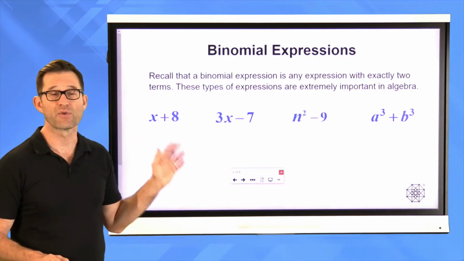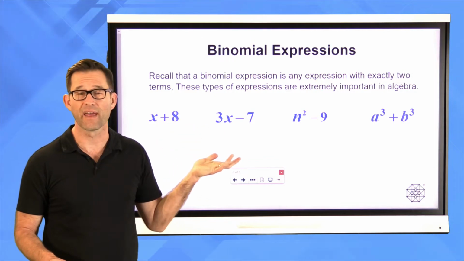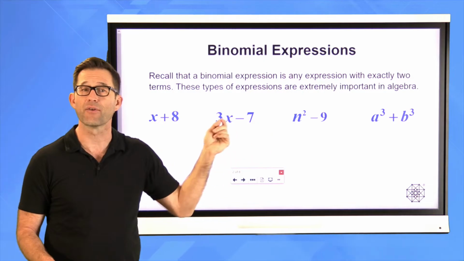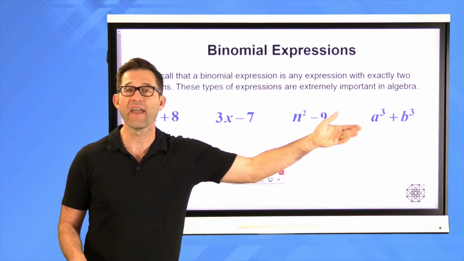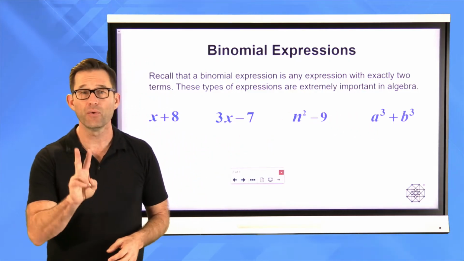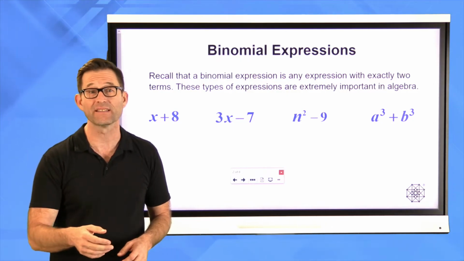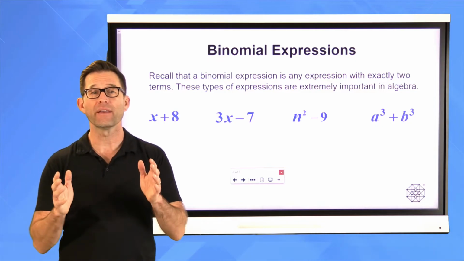Here are some examples, right? x plus 8. The two terms are x and 8, and they're being added together. 3x minus 7, the two terms 3x and 7, and they're being subtracted. n squared minus 9, same thing, a cubed plus b cubed. So expressions that involve two terms being added or subtracted are known as binomial expressions.